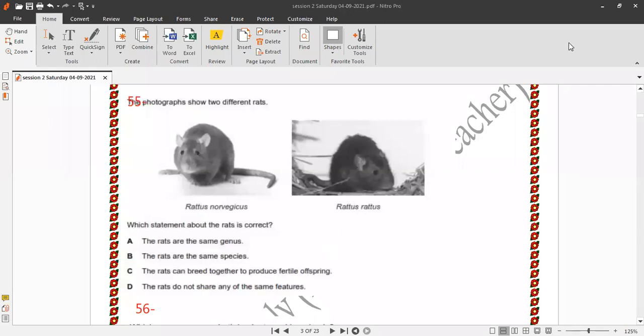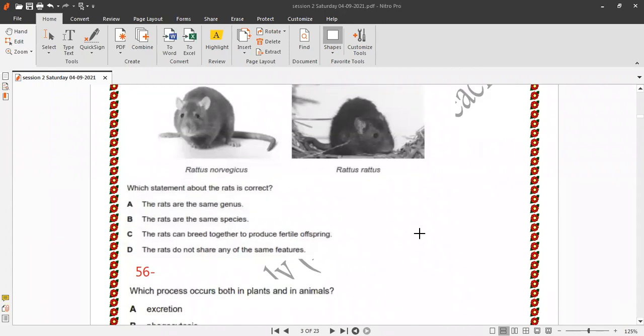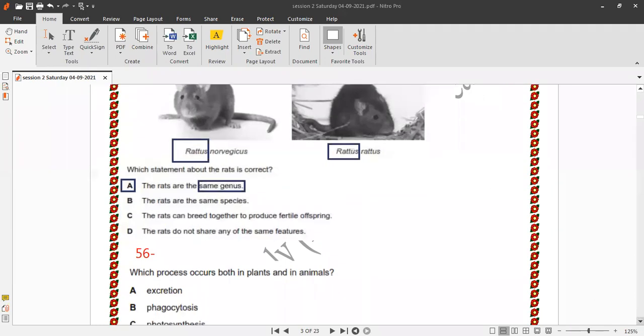The photograph shows two different rats, Rattus norvegicus and Rattus rattus. Which statement about the rats is correct? I think it's A, because the rats here are the same genus. So the correct answer is A. Okay, thank you, Rawan.